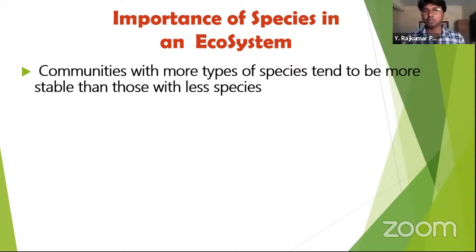See, communities with more types of species tend to be more stable than those with fewer species. If there are more kinds of animals, more kinds of plants, then that community will be more stable than other communities which have a smaller number of species. So the species number should be more for a stable ecosystem. Mostly in the pond and marine ecosystem and rainforest ecosystem, you can see a large number of species, where they are highly stable.